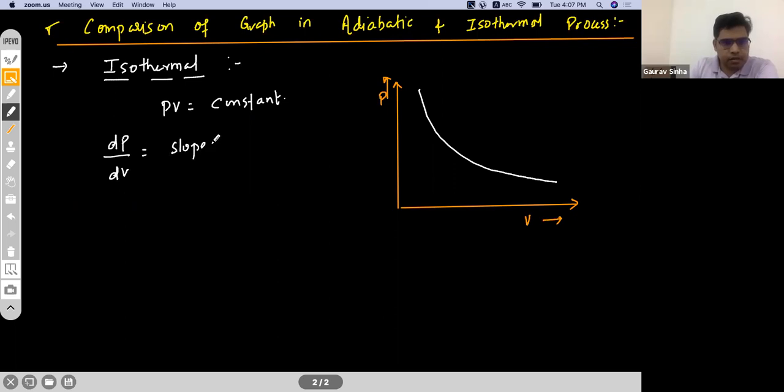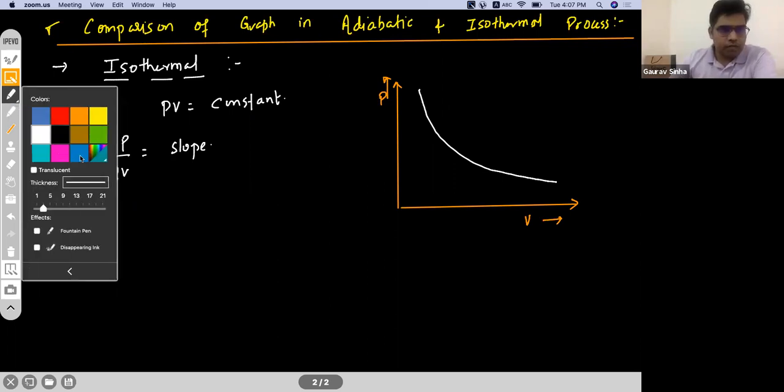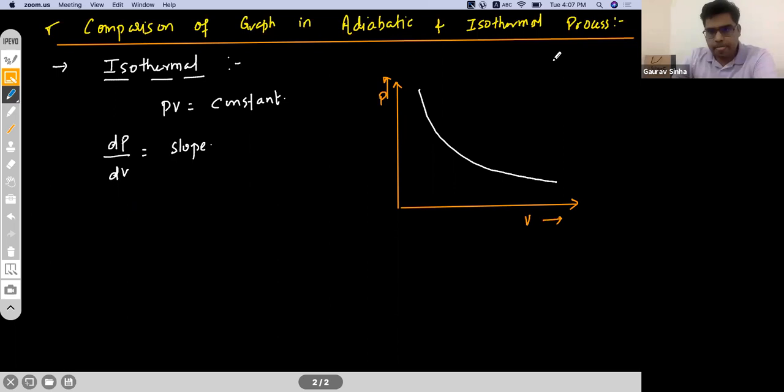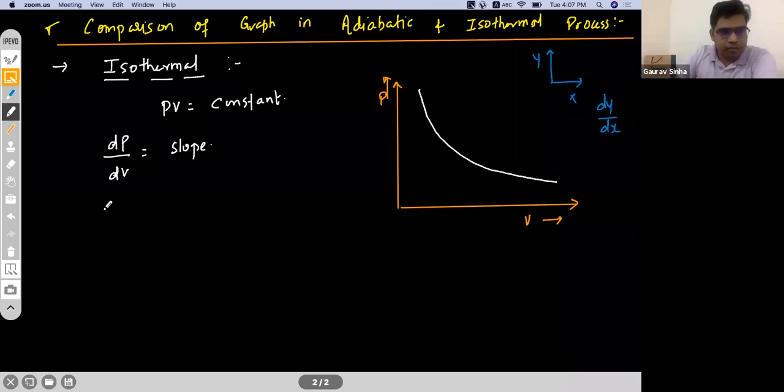Why is it slope? If you have a graph of y and x axis, the slope is what? It is dy by dx. Correct? The slope is dy by dx. Similarly, we have P and V graph over here, so the slope would be dP by dV. So you need to find out this dP by dV. So what is dP by dV, you see?